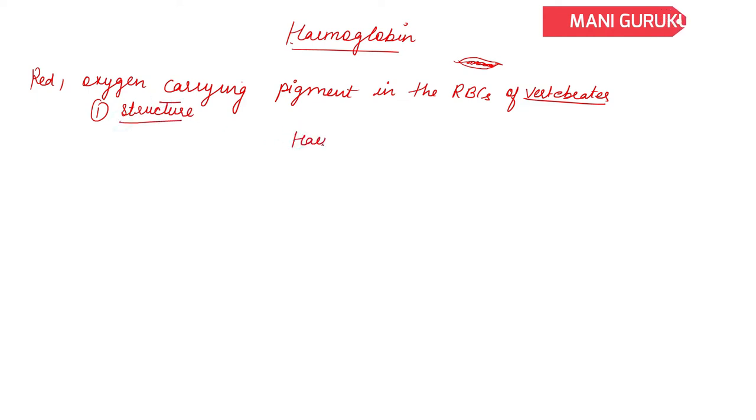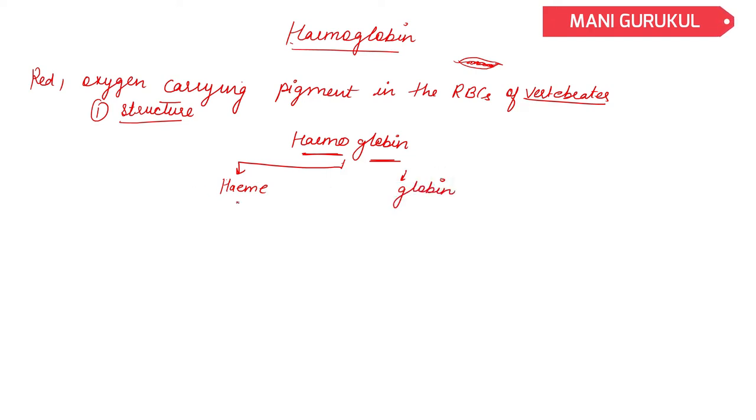As the name suggests, hemoglobin, we will separate the heme part and the globin part. So we will divide it into two parts. How will we divide? Heme and globin. So what does the heme part contain? Heme part contains iron and porphyrin rings. Iron and porphyrin rings. And globin, as the name suggests, is protein.